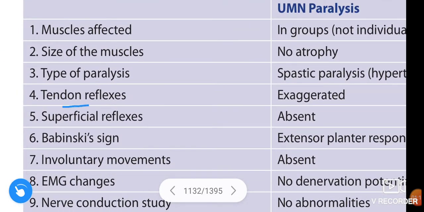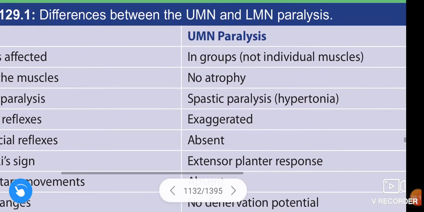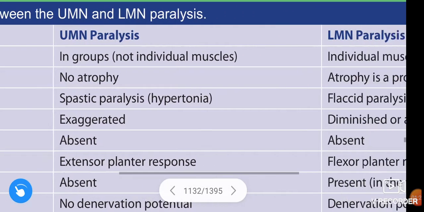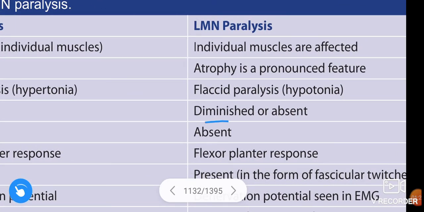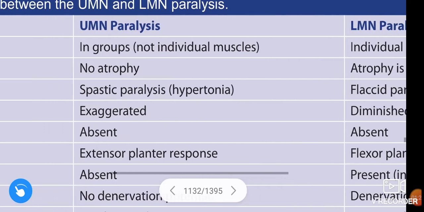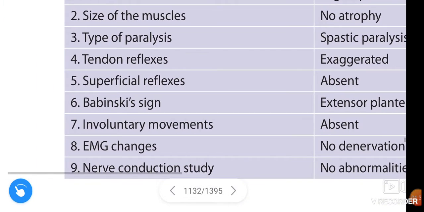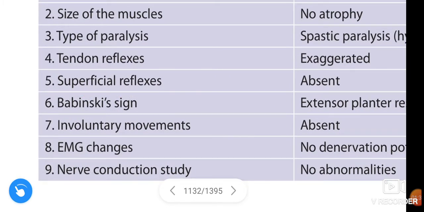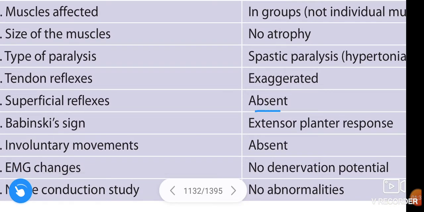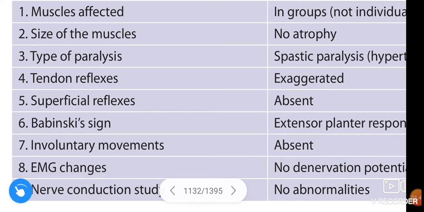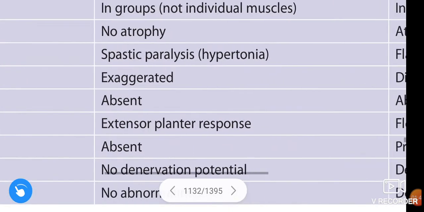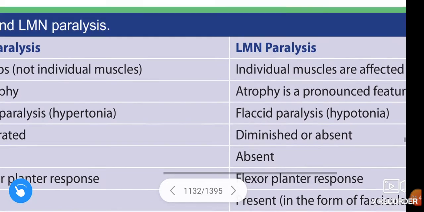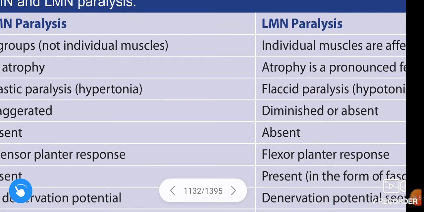Next, tendon reflexes. Tendon reflexes in upper motor neuron paralysis are exaggerated. In lower motor neuron paralysis, they are diminished or absent. And the superficial reflexes are absent in upper motor neuron paralysis, and also absent in lower motor neuron paralysis. Both in upper and lower motor neuron paralysis, superficial reflexes are absent.